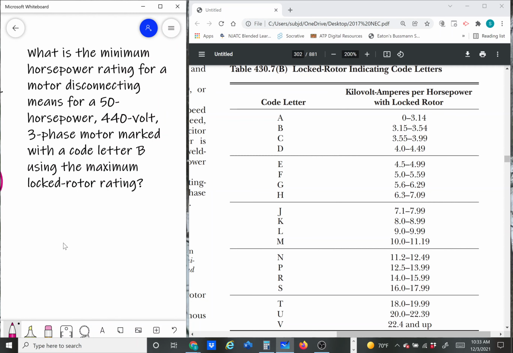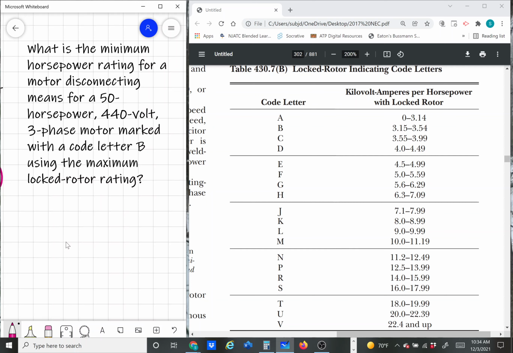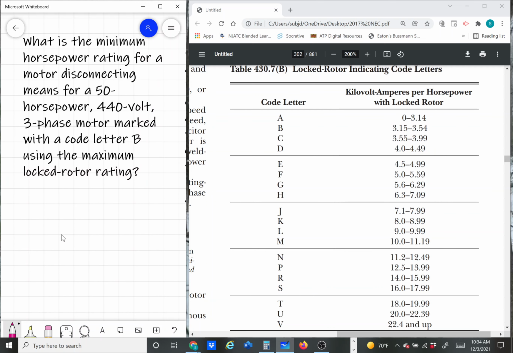So now we're going to combine that maximum locked rotor current value to find our minimum horsepower rating for our disconnect. How we accomplish that, we're going to do the math the exact same way we just did. So we're going to find the minimum horsepower by using the maximum locked rotor current for our 50 horse, 440 volt, three-phase motor marked with a code letter B.